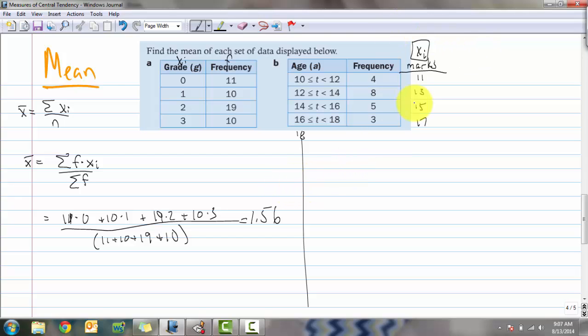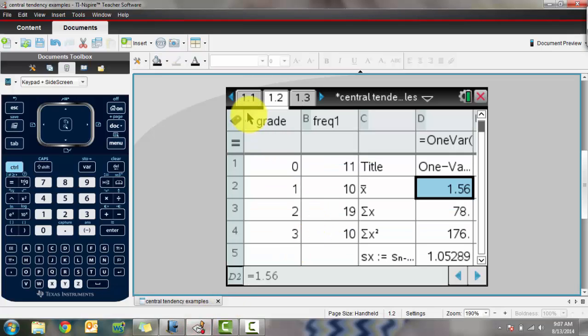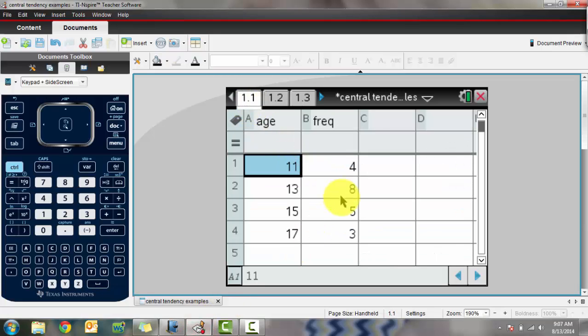So in the calculator, I want you to put the class marks into one column of a spreadsheet and the frequency into another column and see if you can get the mean. Pause the video and do that right now, please. All right, so let's see how we did. You should have a list and spreadsheet set up like this.